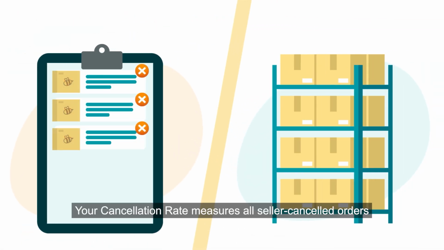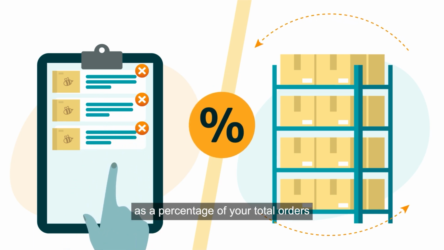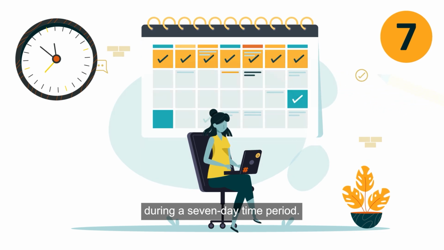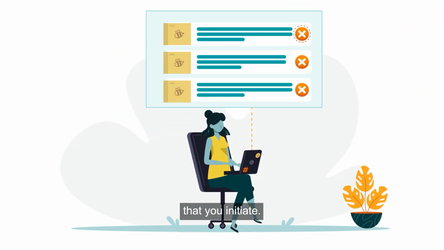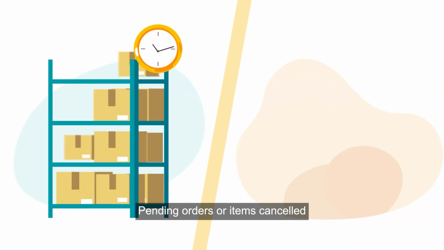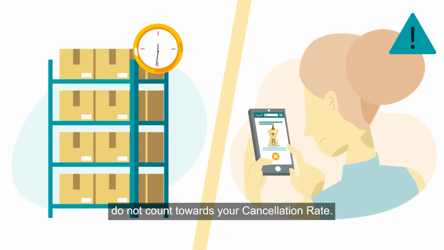Your cancellation rate measures all seller-canceled orders as a percentage of your total orders during a 7-day time period. This includes only the order and item cancellations that you initiate. Pending orders or items canceled by your customer directly on Amazon do not count towards your cancellation rate.